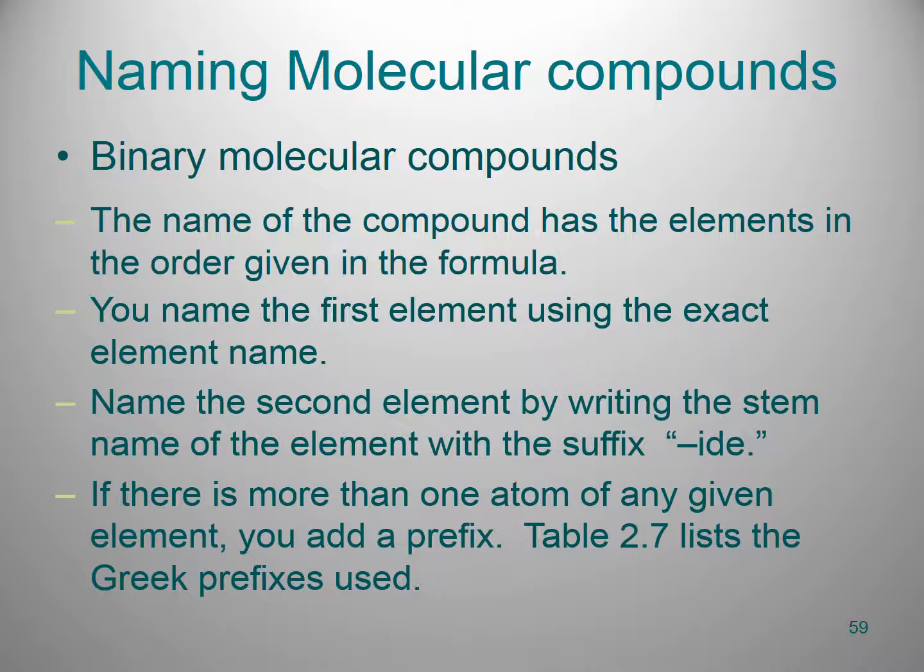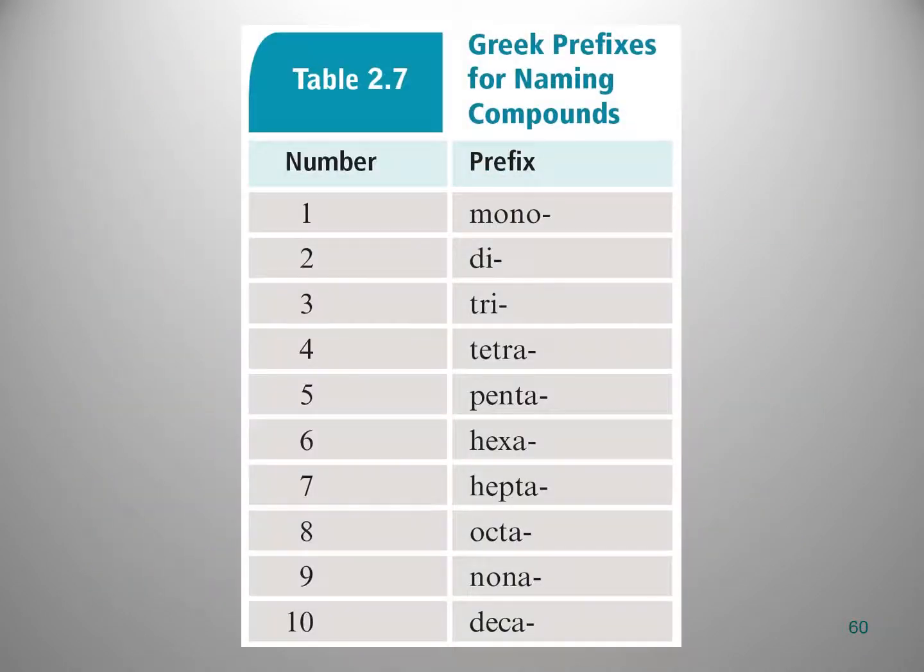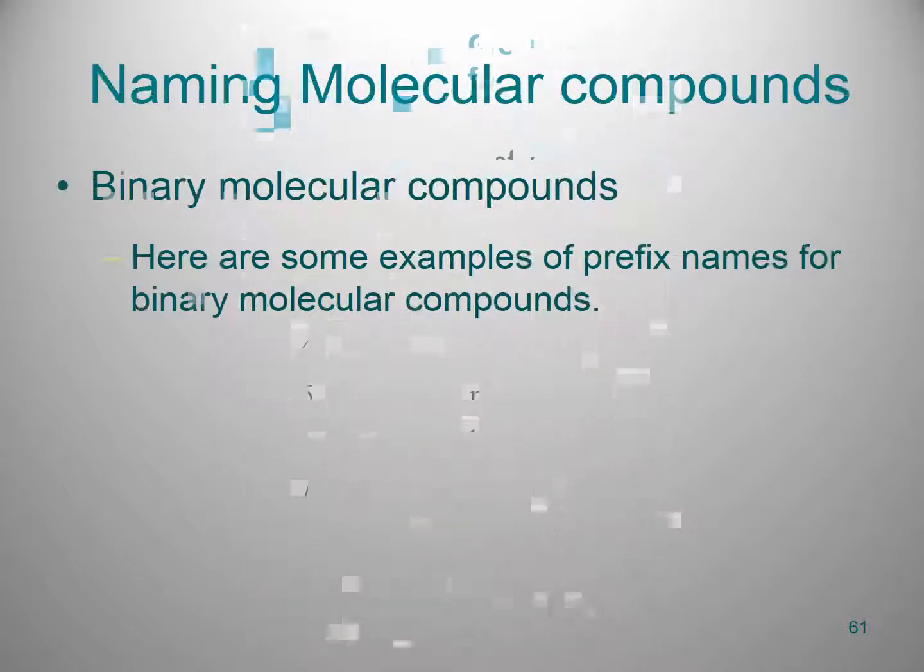Now, if there's more than one atom of each kind or of either kind, you have to add a prefix to indicate how many, and that's on the next slide. Okay, so here are the Greek prefixes. 1 is mono, 2 is di, 3 is tri, 4 is tetra, 5 is penta, 6 is hexa, then hepta, octa, nona, and deca. Okay, so that indicates how many of each. So now what you have to do is put that in front of the element that you're naming. Okay, so here are some examples.